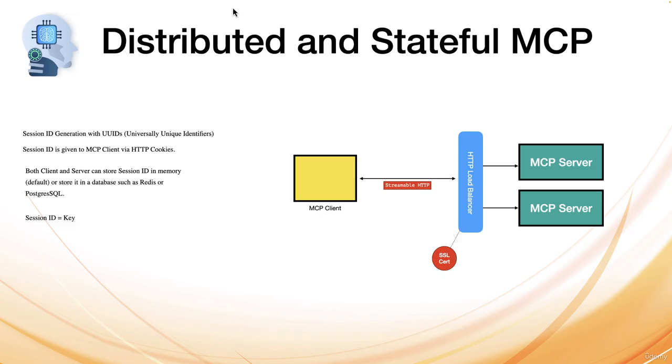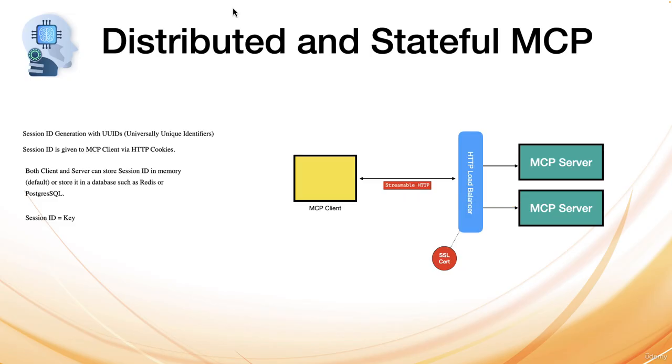Now the challenge is that because you have more than one MCP server, and by default, every MCP server maintains the session information, for example, the session ID, in its memory. If the first request from the MCP client goes to the first instance of MCP server, the session ID will be in its memory. And then the second request from the client, if it goes to the second MCP server, there is no session ID in there. And therefore, basically, we are not maintaining a stateful connection between client and servers.